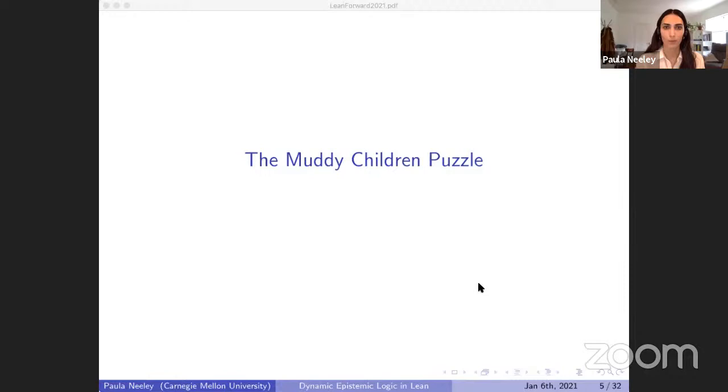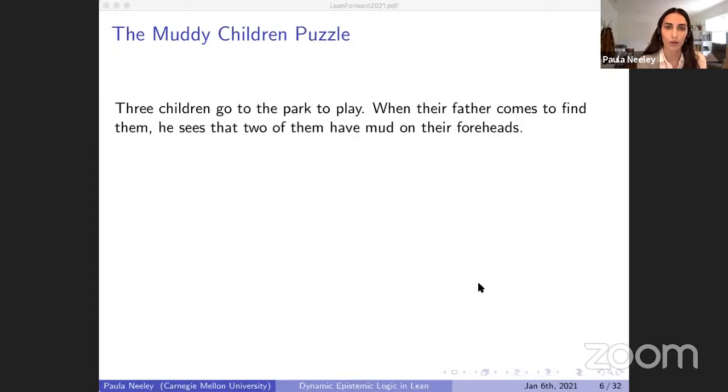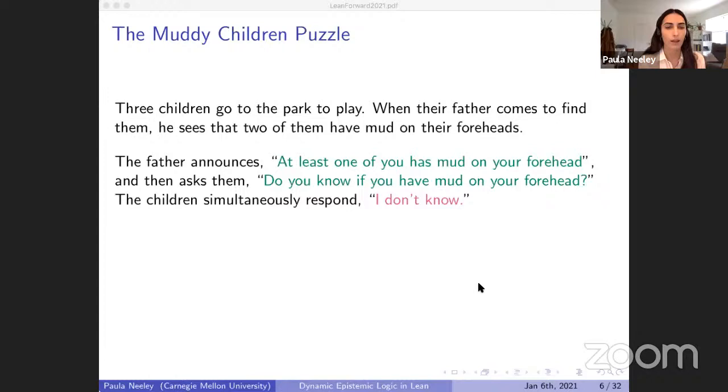Okay, the muddy children puzzle. Here's a story. Three children go to the park to play. When their father comes to find them, he sees that two of them have mud on their foreheads. The father announces, "At least one of you has mud on your forehead," and then asks them, "Do you know if you have mud on your forehead?" The children simultaneously respond, "I don't know."